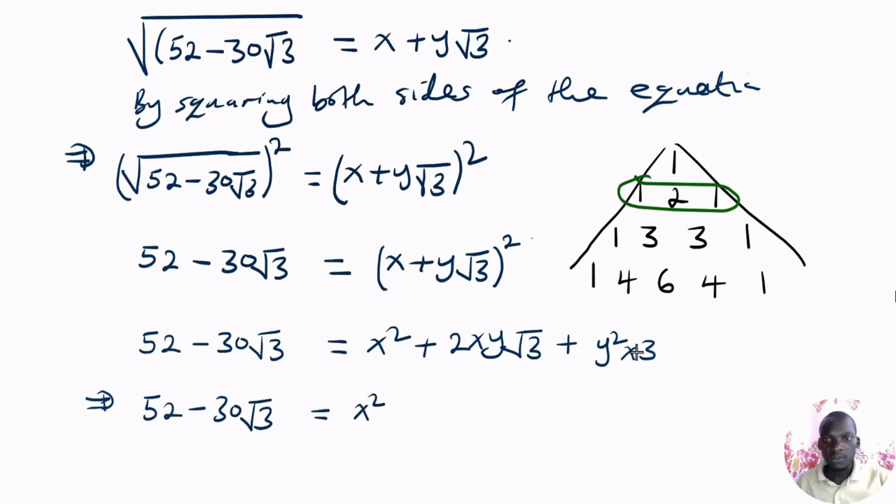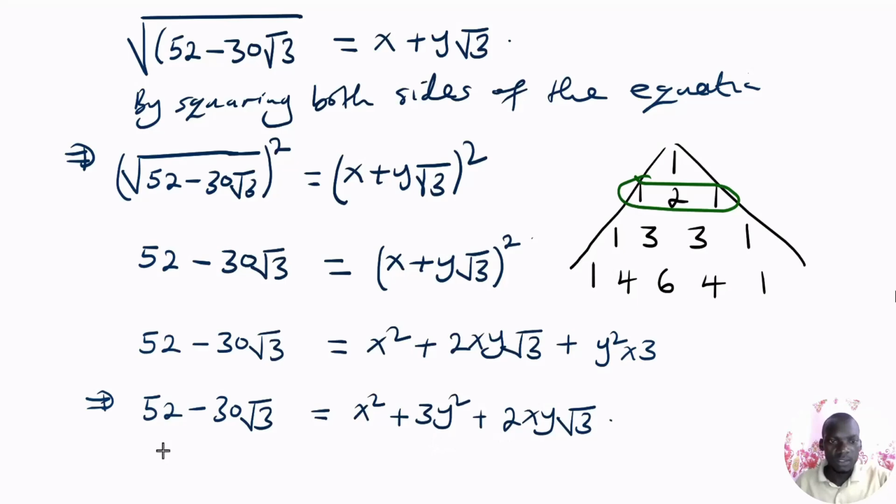We can now bring this on this side, all together, where we have x squared plus 3y squared plus 2xy square root 3. Now from this step, we can see that we have this component having the square root and these two components which do not have the square root. So we are going to compare the components on the left hand side with those on the right hand side of the equal sign.